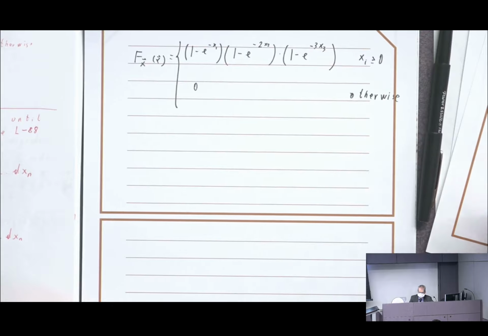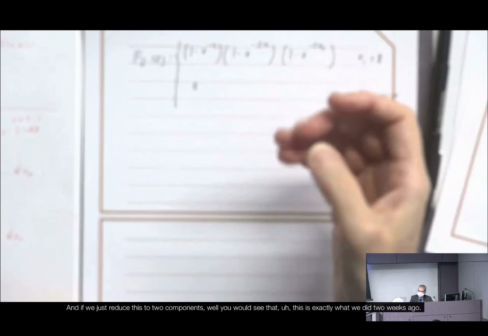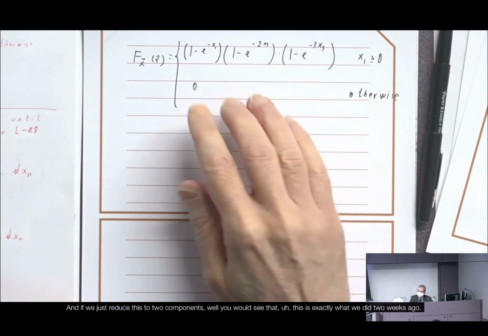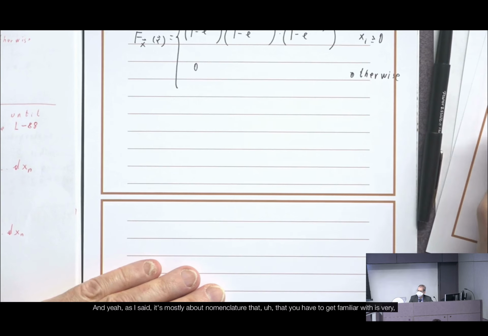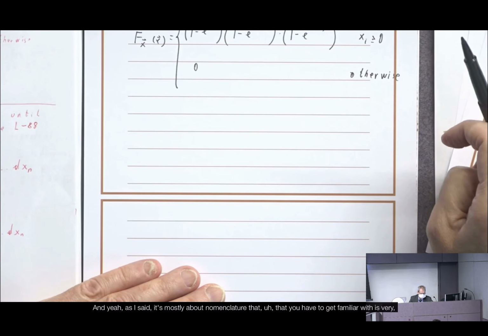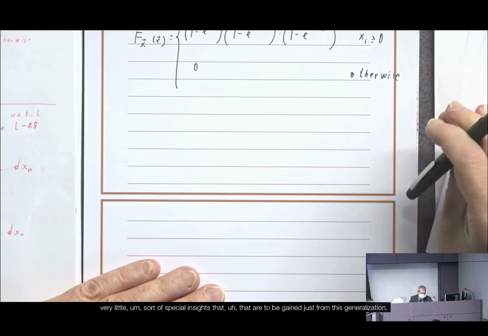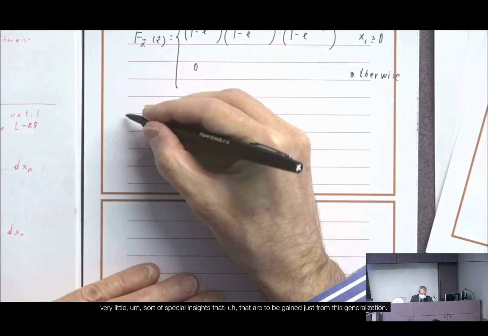as well. And if we just reduce this to two components, you would see that this is exactly what we did 2 weeks ago. So it's really just a generalization. And as I said, it's mostly about nomenclature that you have to get familiar with. There's very little special insight to be gained just from this generalization.